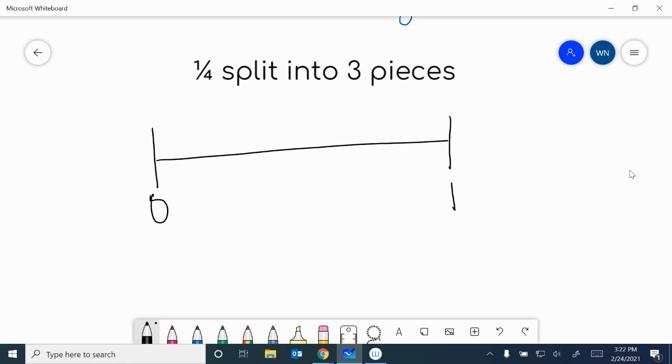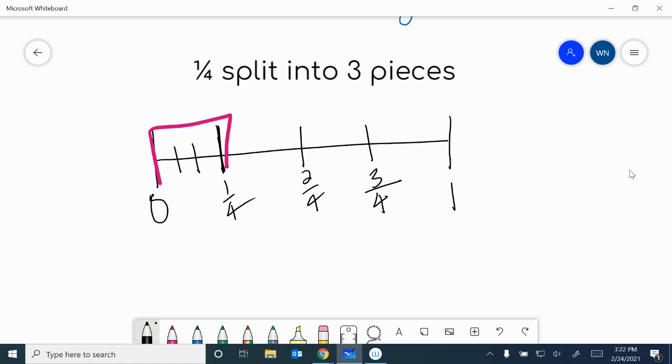All right, so you should have split this into 4ths. We've got 1/4, 2/4, 3/4. All right, now we have to split each 4th into 3 pieces. So remember, 2 lines split into 3 pieces: 1 piece, 2 piece, 3 piece. So this 1/4 has been split into 1, 2, 3 pieces. Let's go ahead and split the other fourths.